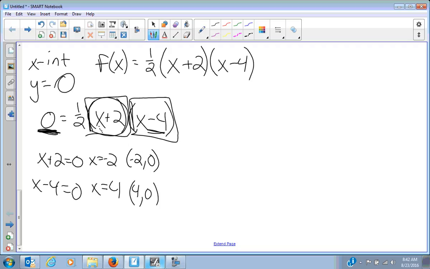Did we have cases with parabolas where they could hit the axis twice? Yes, we did. That's what I showed you earlier. Does everybody remember that? We're going to talk about what happens when I only have one and what happens when I have none. So if I was going to graph this, I could use my x-intercepts really easy. And I could say, okay, -2, 0, and 4, 0. Do you see how these guys are the same height? They're on the same horizontal line. Doesn't that mean my vertex has to fall where?